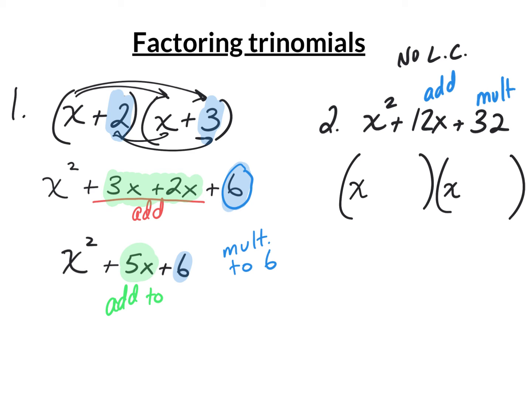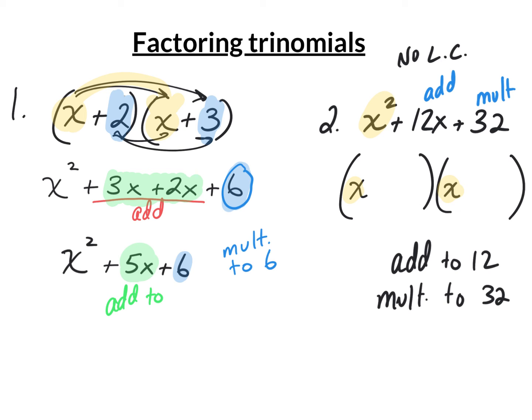Well, I'm just going to go back to our original example. We are multiplying x times x. So in order to create this x squared, these first two terms must be x. From there, we have to find those combination of numbers that add to 12 and multiply to 32.